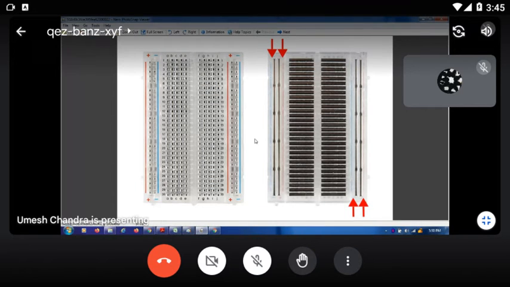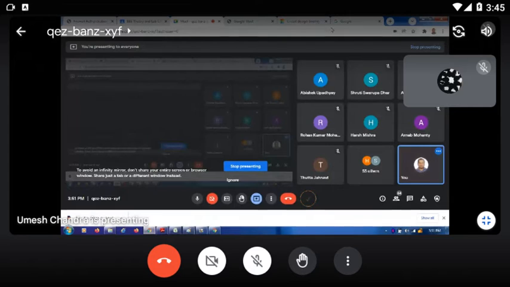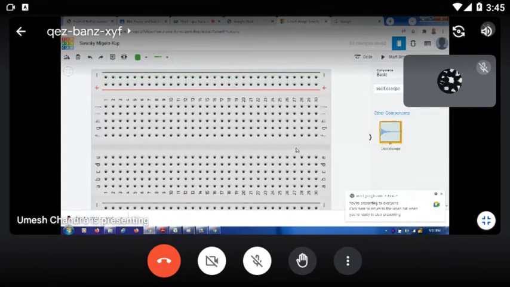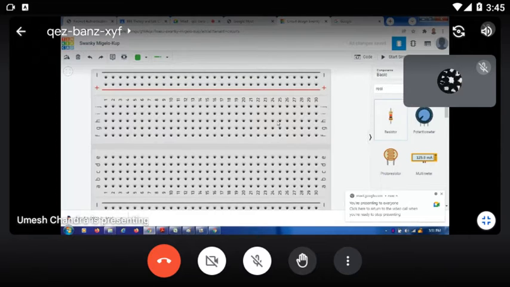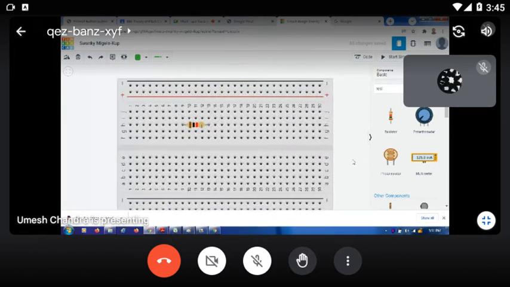This is the physical breadboard. This is the front side and this is the back side. The same figure now: resistor and capacitor both are connected in series. Just take one resistor here. Just rotate. Now this side is terminal number 1 and this side is terminal number 2. Okay. Now you take one capacitor.